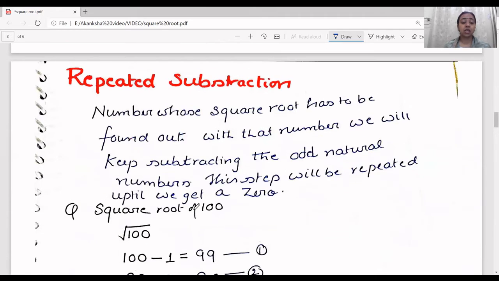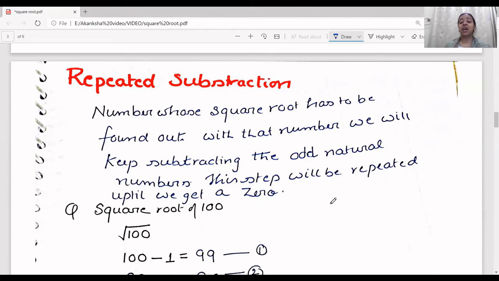Coming to repeated subtraction, the first method we're going to discuss today. What do you mean by repeated subtraction? Whatever number we are supposed to find the square root of, for example, the square root of 10, we are going to subtract the odd natural numbers from that number. Let me take up an example and explain what I was saying.